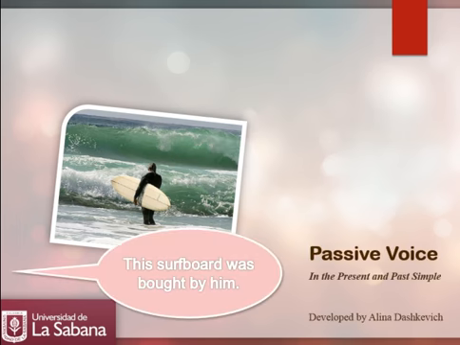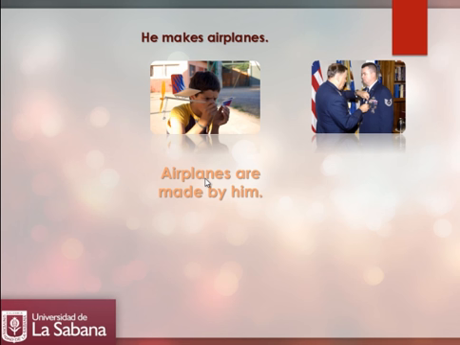So like we have said before, we need to take the object and put it at the first place because the subject and the object will exchange their places in the passive sentence. So we'll start with airplanes. Now we need to put the verb into the past participle form. To make in the past participle is made. And we need to add the verb to be before it.